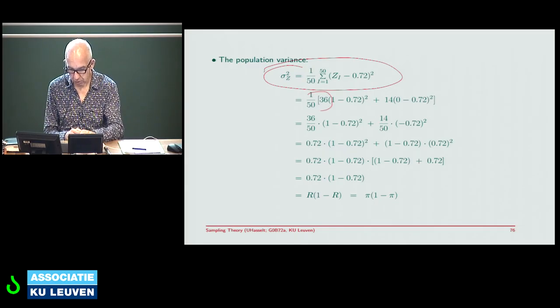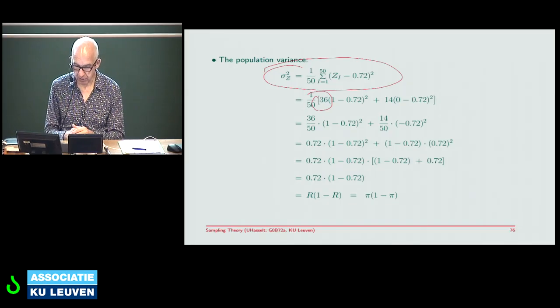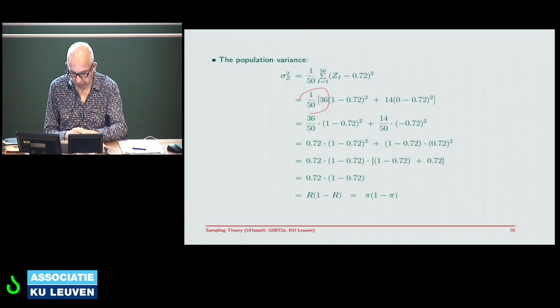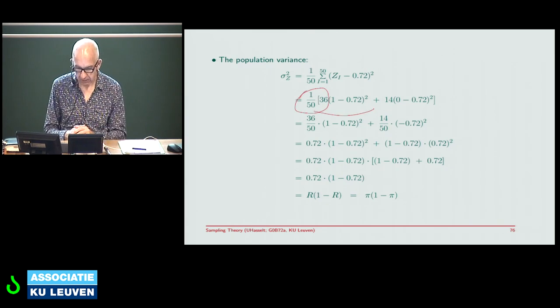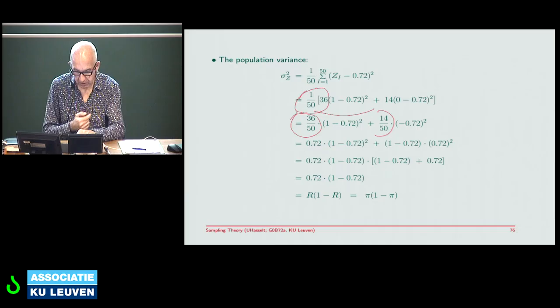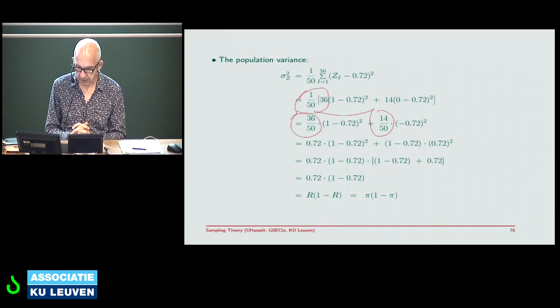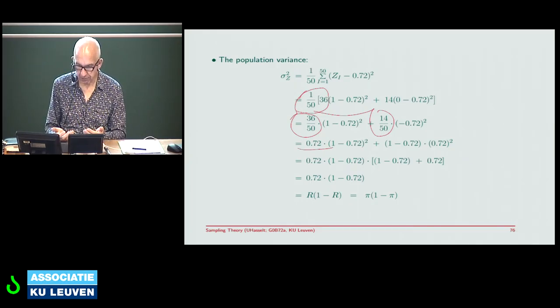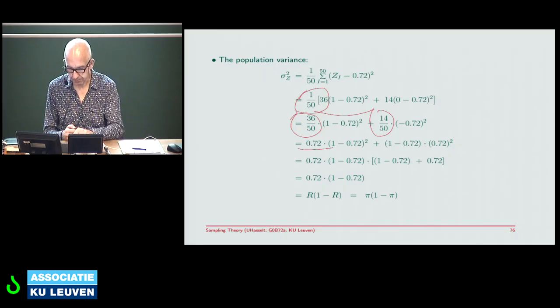It's 36. So there are 36 buildings, so 36 times the contribution is (1 minus 0.72) squared. The remaining 50 minus 36, which is 14, times (0 minus 0.72) squared. And now divide by 50, because I'm dividing by 50 anyway. So bring this together, and then you get 36 divided by 50 and 14 divided by 50. But wait a minute, 36 divided by 50, that's 0.72 also. And 14 divided by 50 is therefore 1 minus 0.72.